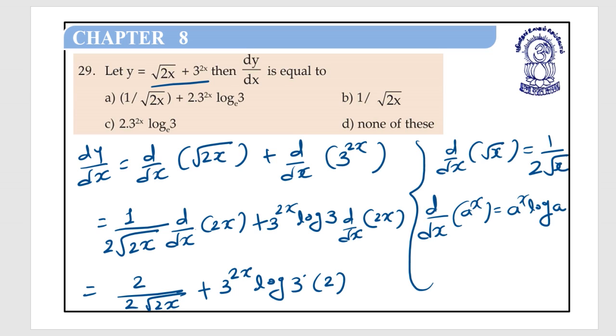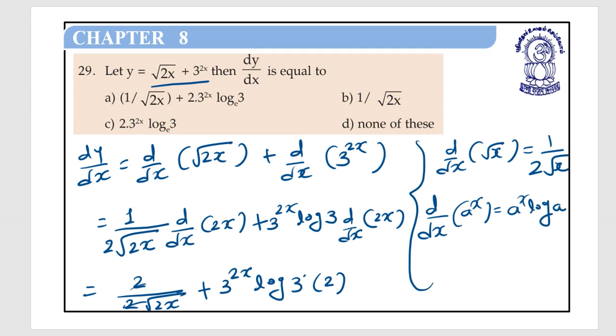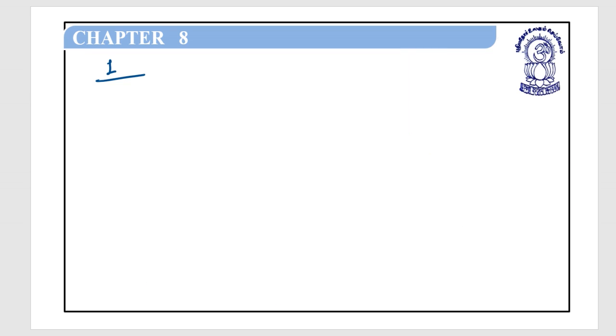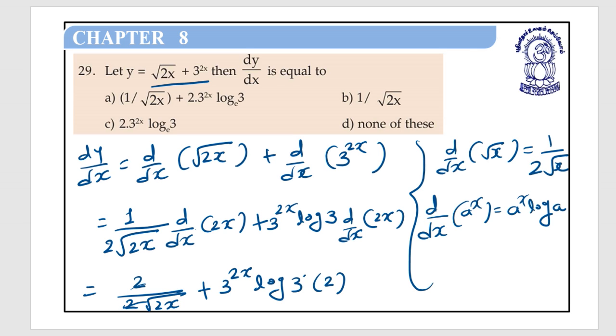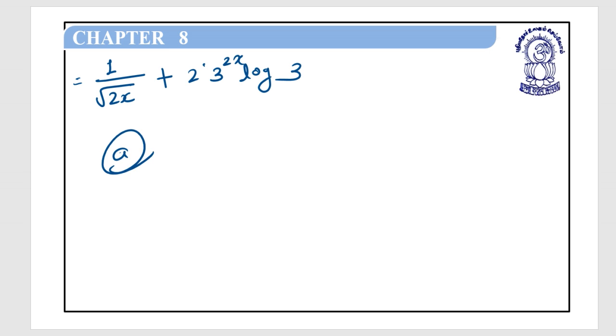So here the 2s cancel, so 1 upon under root 2x plus 2 into 3 raised to 2x log 3. This is the answer. Now take the option 1 upon under root 2x plus 2 into 3 raised to 2x plus log 3. This is option A. So option A is the right answer.